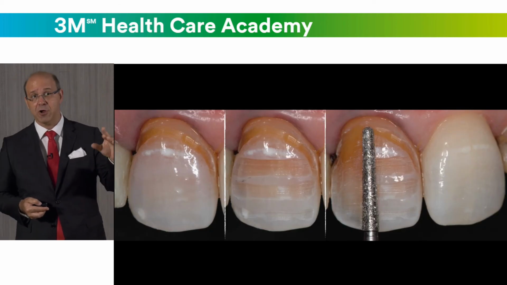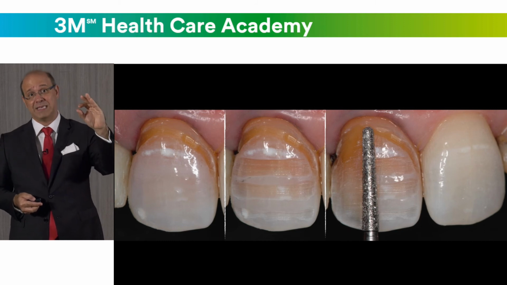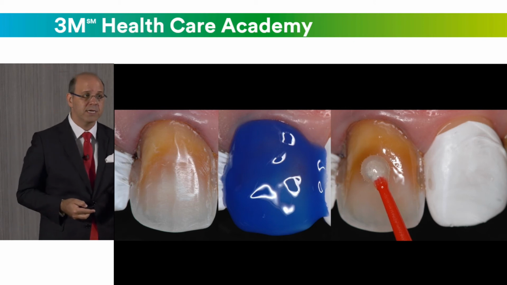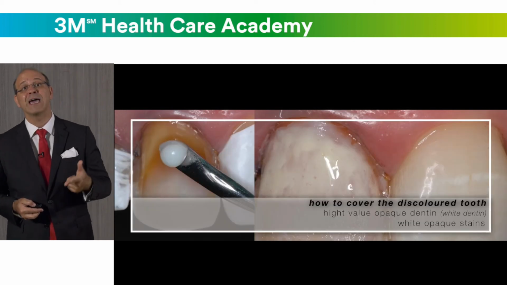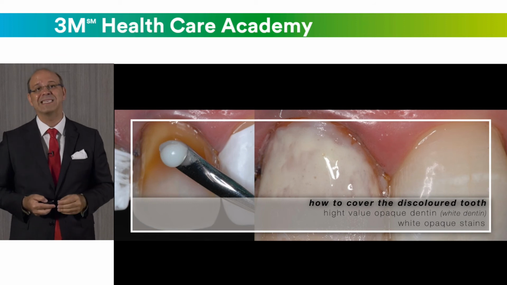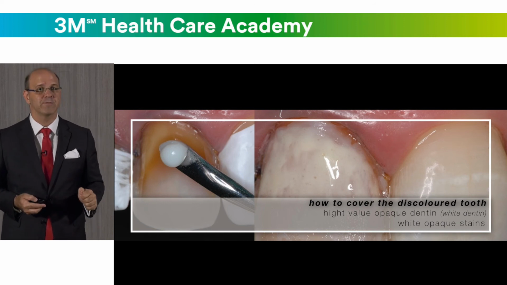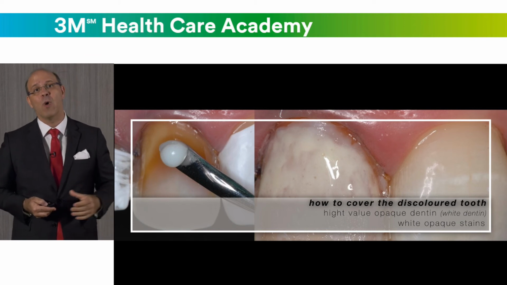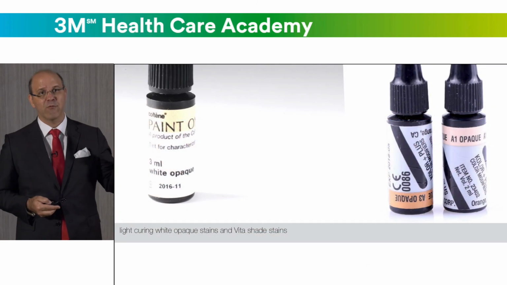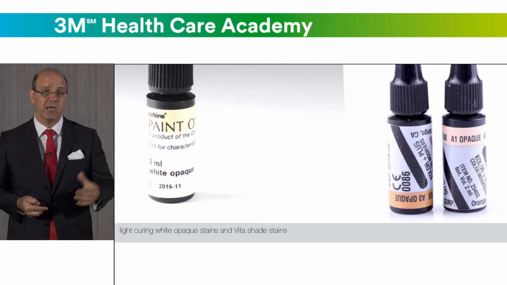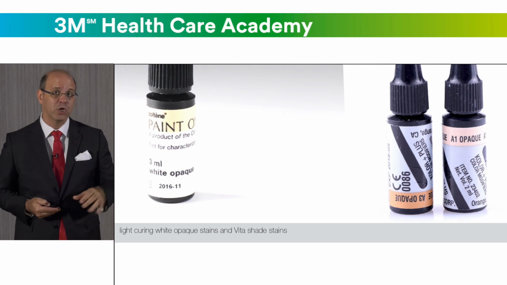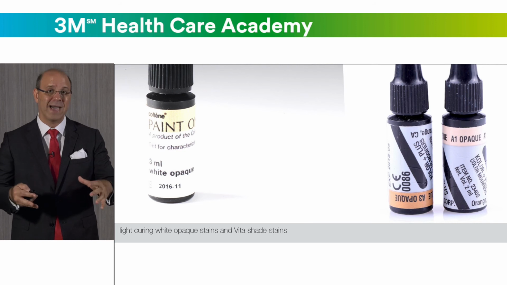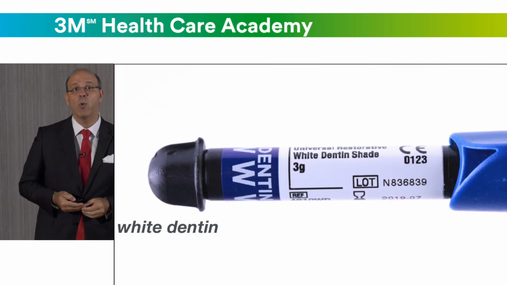Make the preparation for your veneer, so you need space for the composite. Then you apply your adhesive system, etching, bonding, and after you light cure the adhesive, you have to apply something to block this discoloration. So you can use white stains or opaque white dentins. You have some kind of white opaque stains or Vita opaque stains that you can apply to mask this discoloration. You should usually get 80% masking of this discoloration, or even with the white dentins.